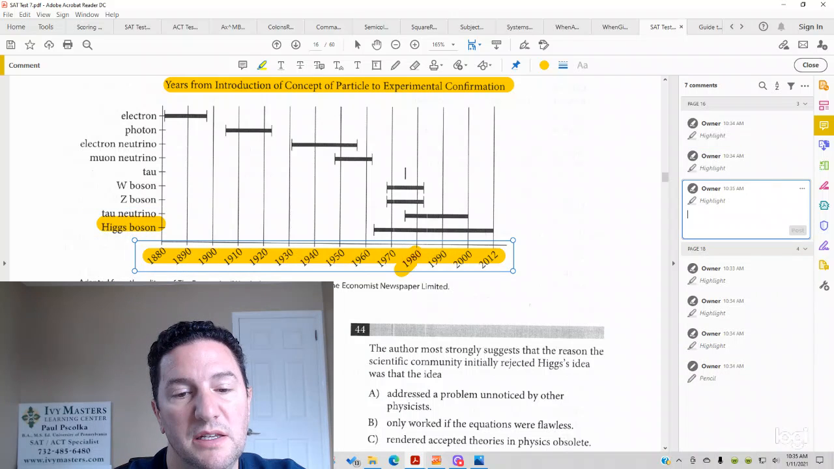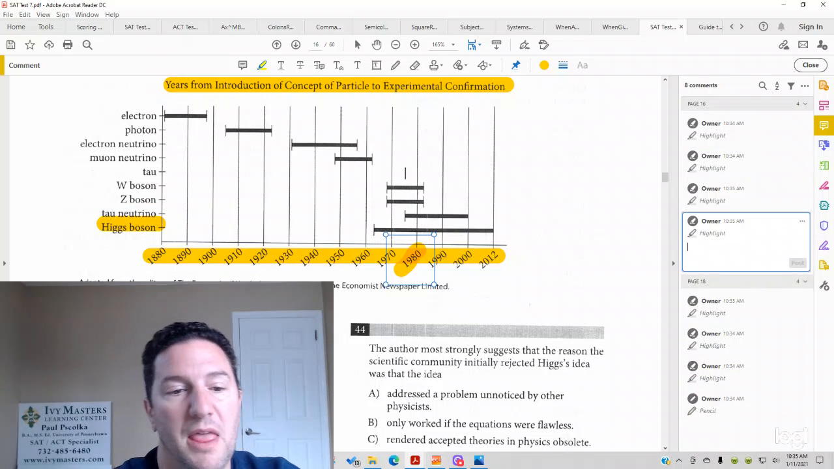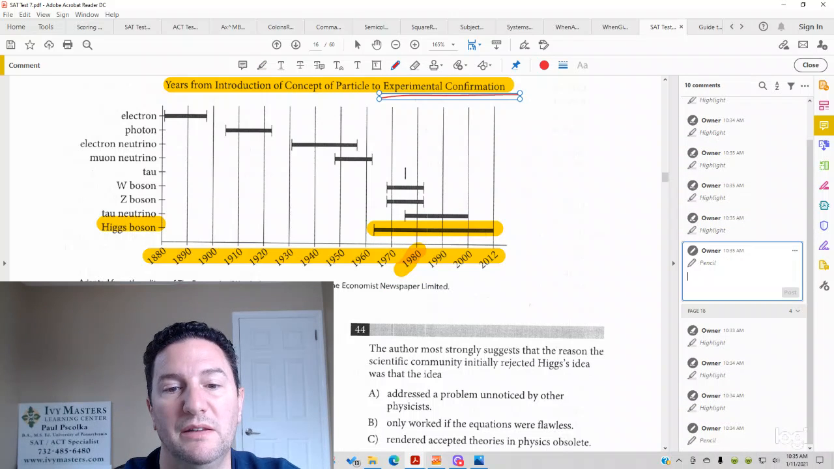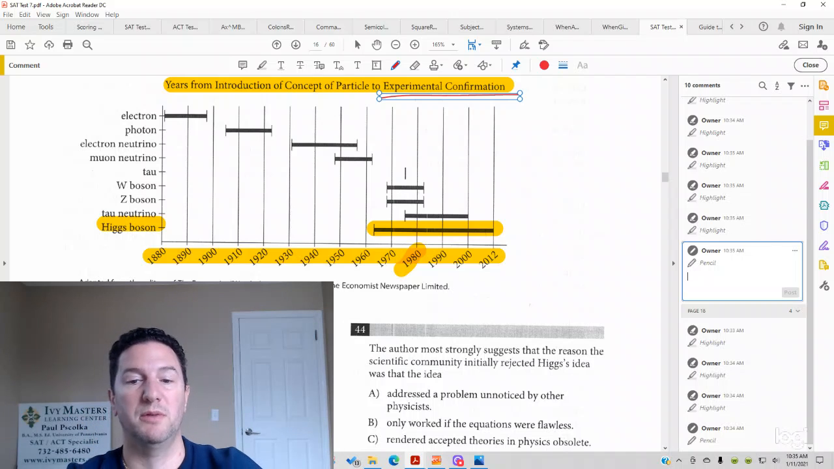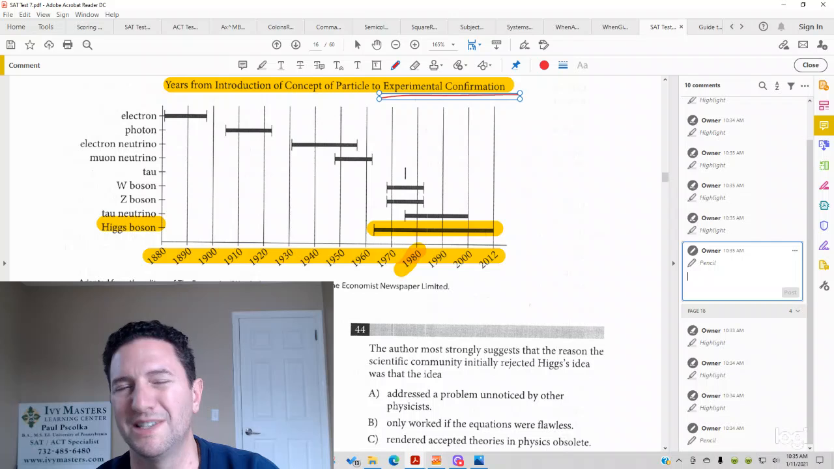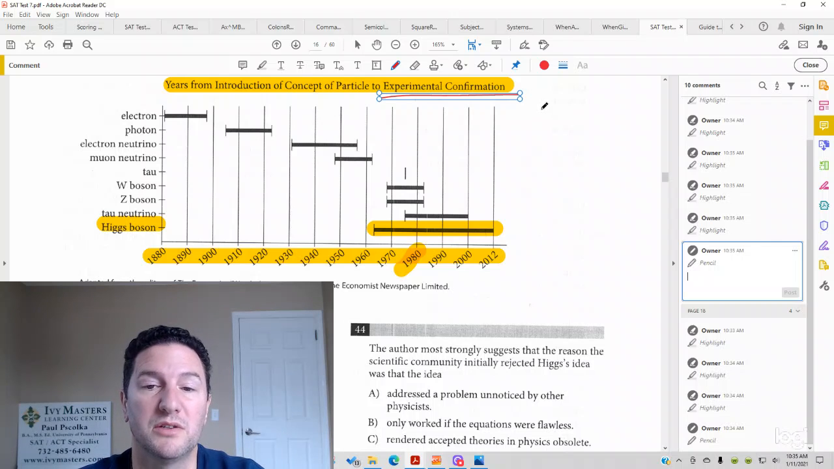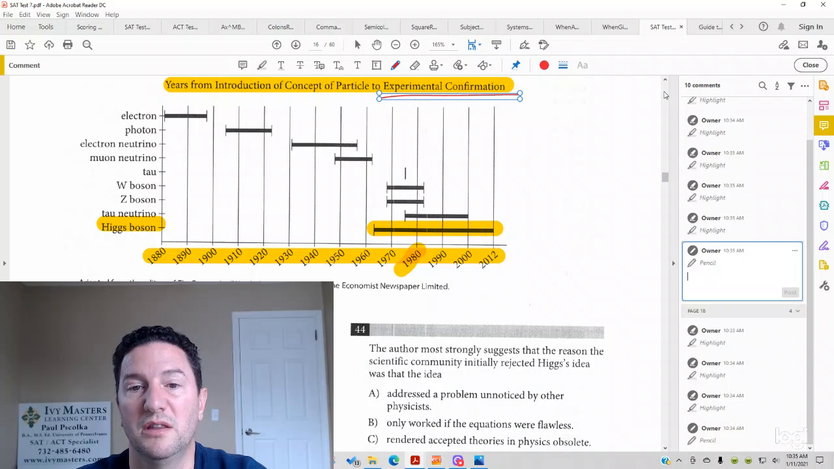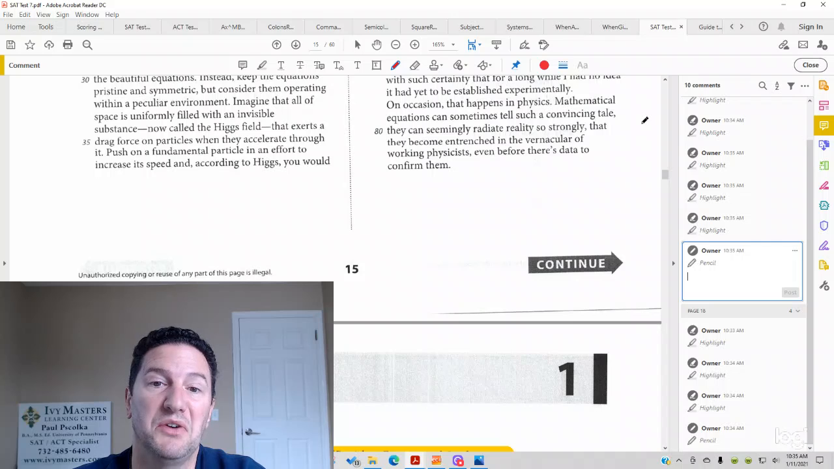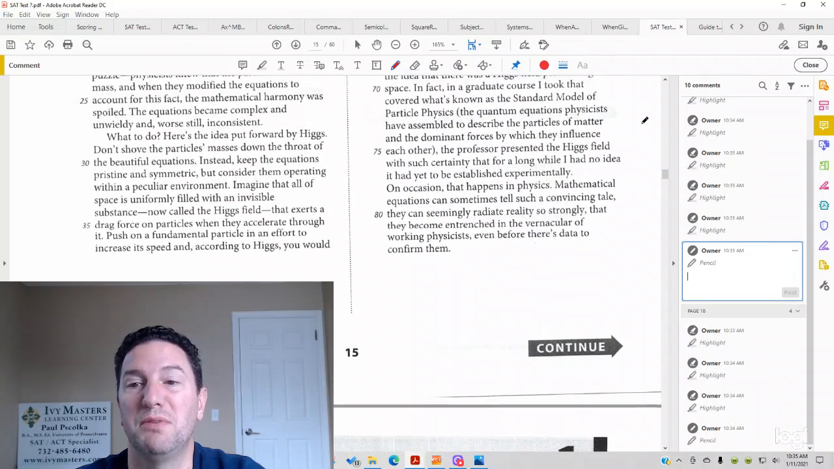In the 1980s, you can see 1980s right there, and the Higgs boson, it looks like it was introduced in the early 60s. In the 1980s, it's still introduced but not confirmed experimentally. The end of each line is where it's confirmed experimentally. So it looks like maybe it was confirmed experimentally in 2012. Actually, if you read the blurb, it tells you that it was tentatively confirmed, I believe, in 2012. So anyway, that's what we get. We're in between the introduction and the confirmation.